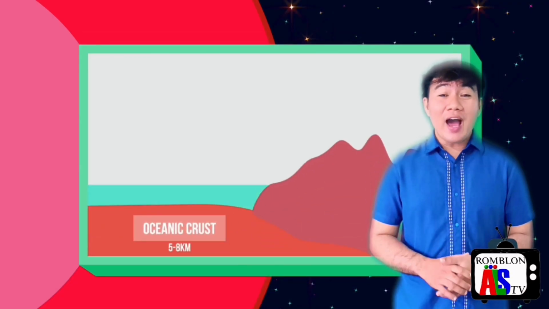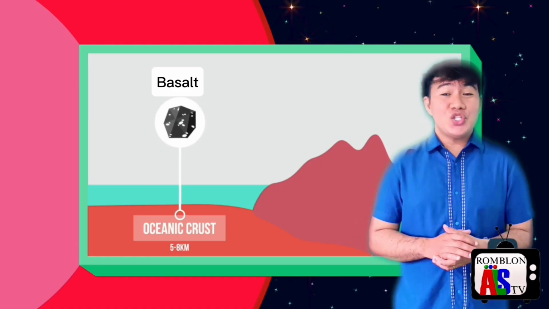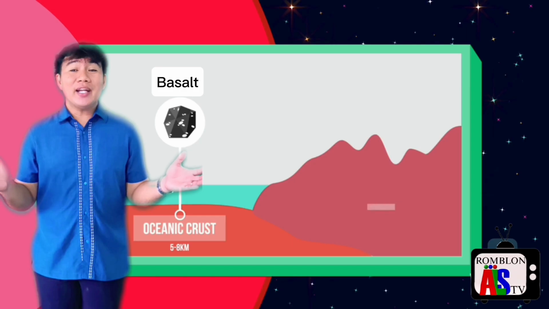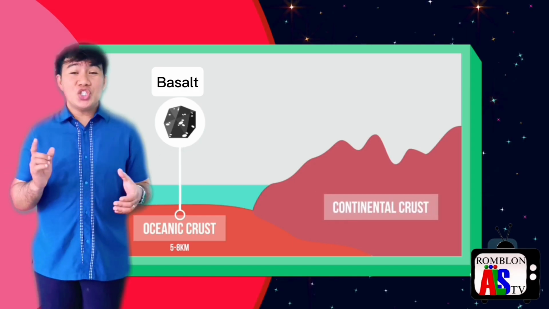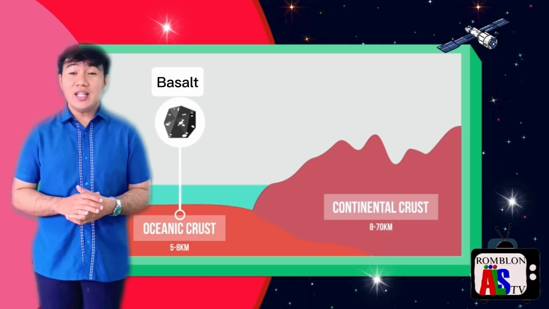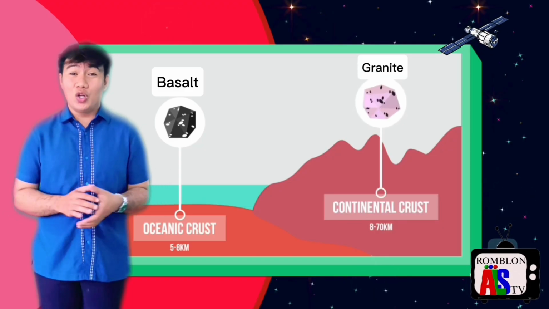One, the oceanic crust, which is the ocean and the sea zone and around 5 to 8 kilometers deep. It is mainly made of basalt, which is a type of igneous or volcanic rock. The other part is the continental crust, which is what we live on. This varies from around 8 to 70 kilometers and is largely made of another igneous rock called granite.